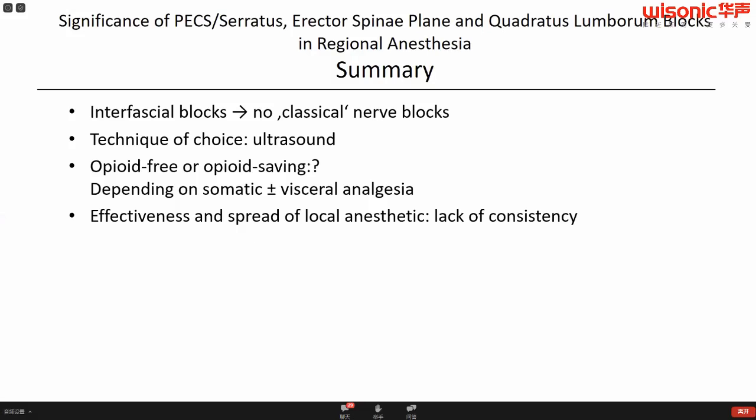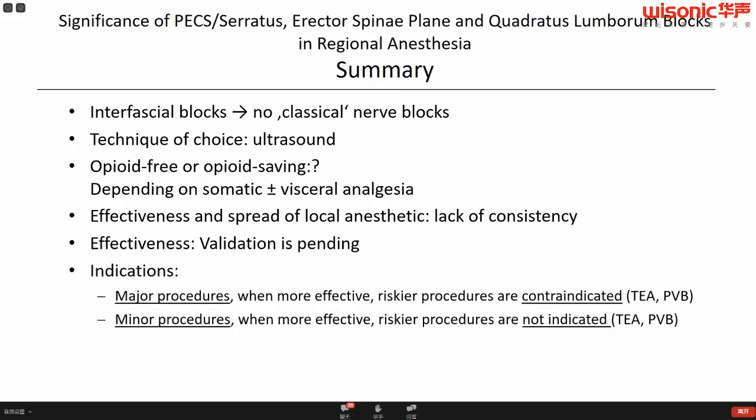All these blocks are unpredictable. And even if we are with the needle tip in the right plane and we see that the local anesthetic is spreading in the fascial plane between two muscles, we cannot say this block will work 100% or not. Effectiveness validation is lacking. What are the indications for these blocks? Major procedures, when more effective and riskier procedures are contraindicated, such as thoracic epidurals or paravertebral block, for example in anticoagulated patients, and also minor procedures, when more effective or riskier procedures are not indicated.